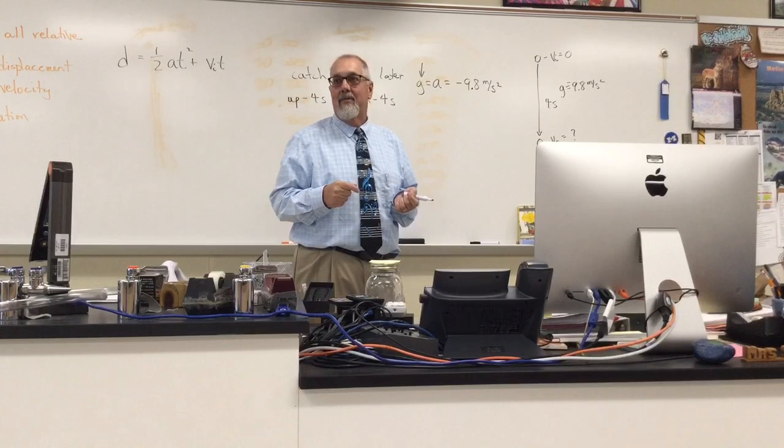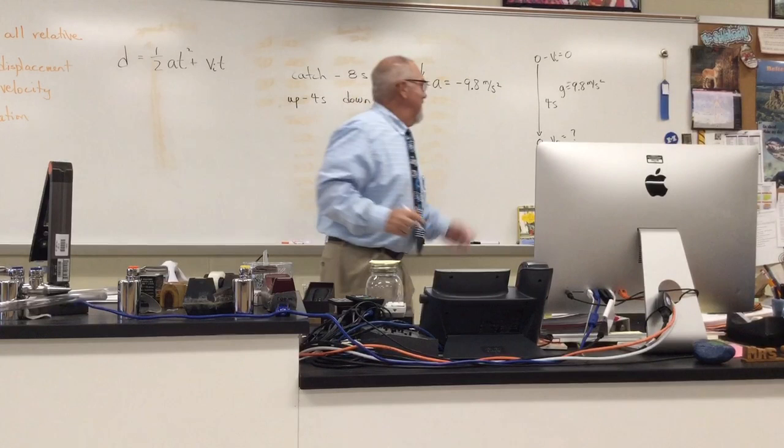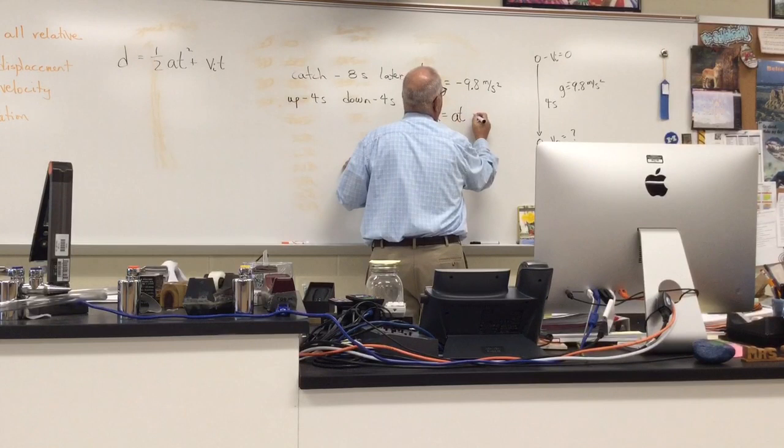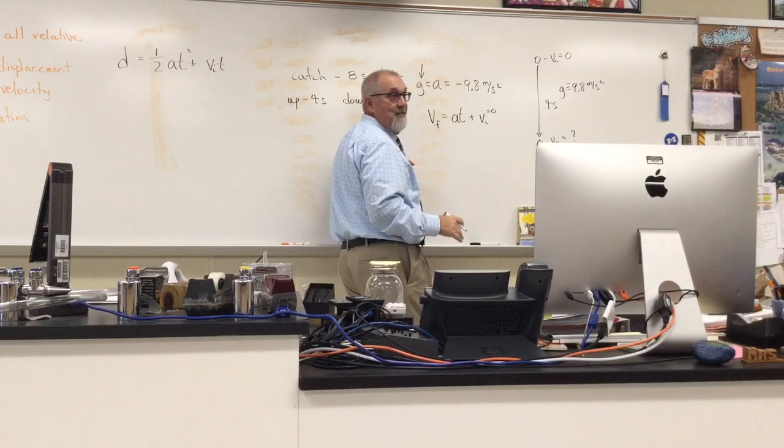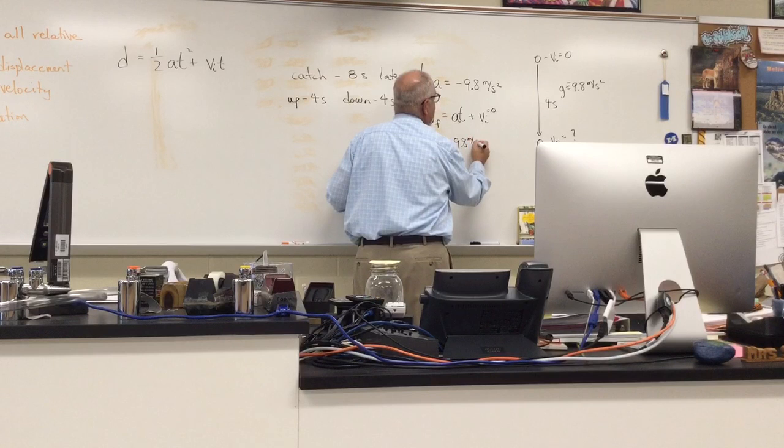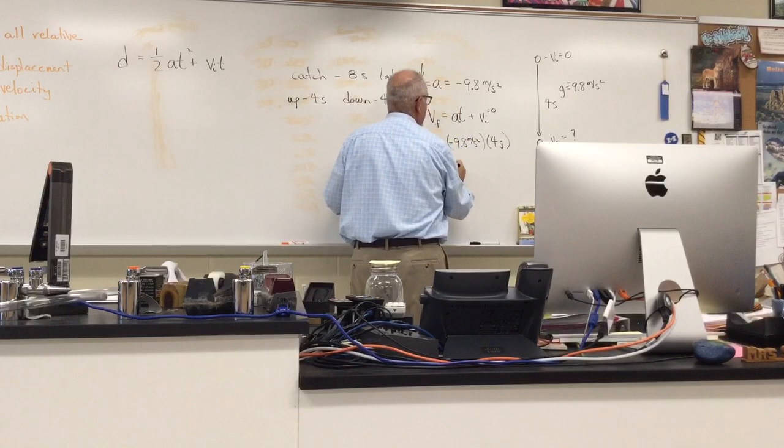Does that make sense? So anyway, we're going to use that final velocity is acceleration times time plus initial velocity, but that's zero, so we don't worry about it, right? So final velocity is negative 9.8 meters per second squared times 4 seconds. And 9.8 times 4 is 39.2, is that right?